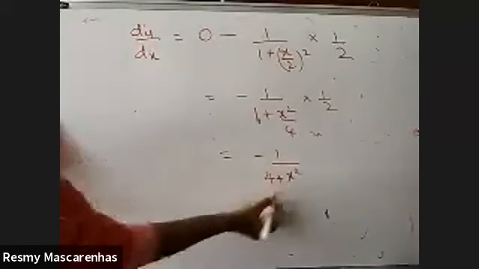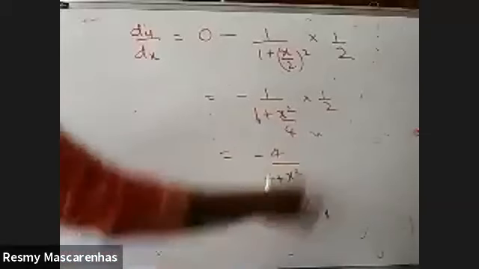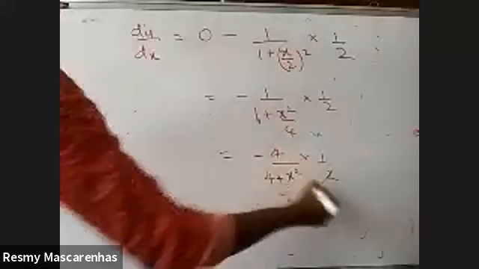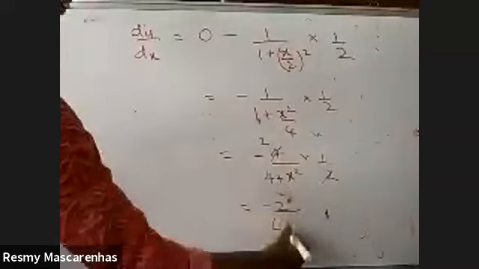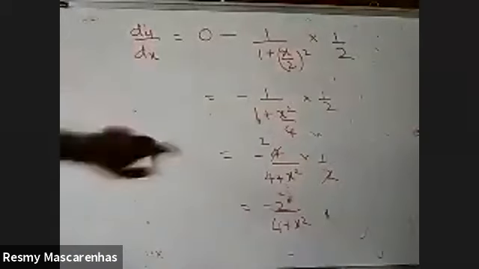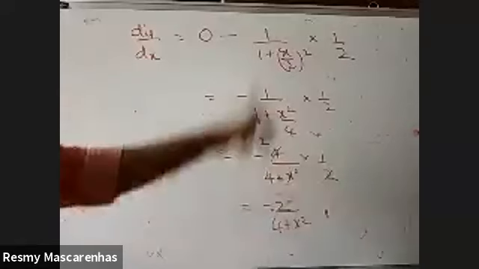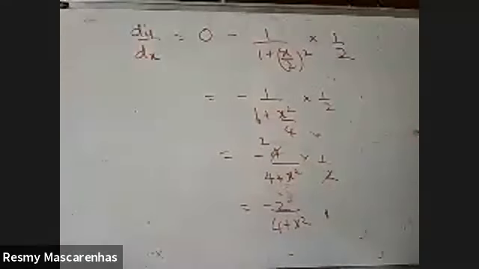So one step you can skip, and then when you reverse, 4 will go directly up. And then you can cancel, and this will become minus 2 upon 4 plus x square. So in this simplification, I cross multiplied, 4 will come to the denominator, and you take the denominator, it will go straight up here. Then it will cancel, and minus 2 upon 4 plus x square will be your answer.